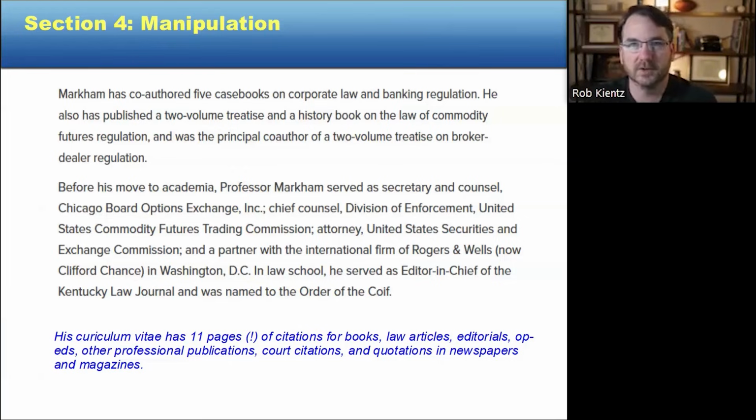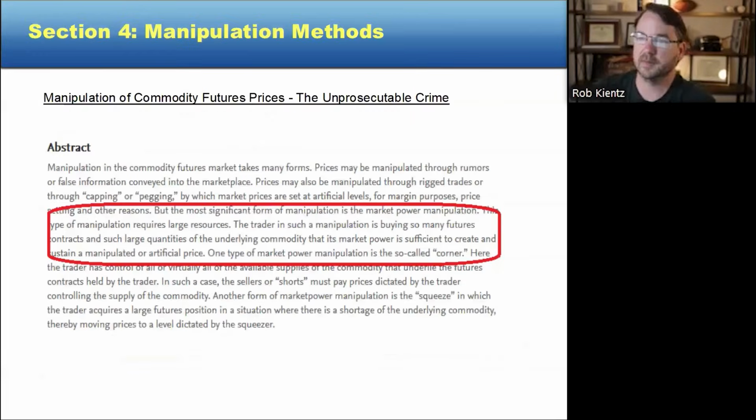I would have brought you his curriculum vitae, which is basically his writing, his bibliography, but it was 11 pages. And he has 11 pages of books he's written, law articles, editorials, op-eds, other professional publications, court citations, including the Supreme Court, and quotations in newspapers and magazines. I just put all this out here to say that that guy would know what he's talking about. Now let's get into his research and see what it says on manipulation.